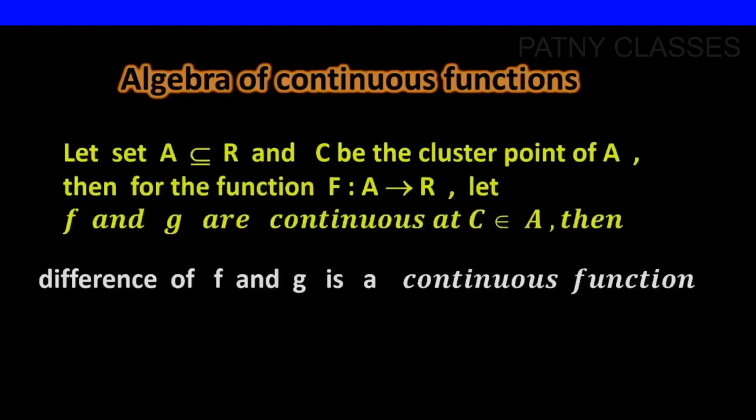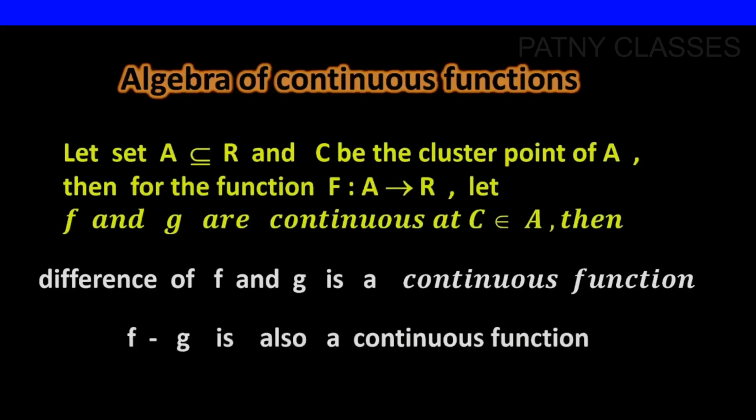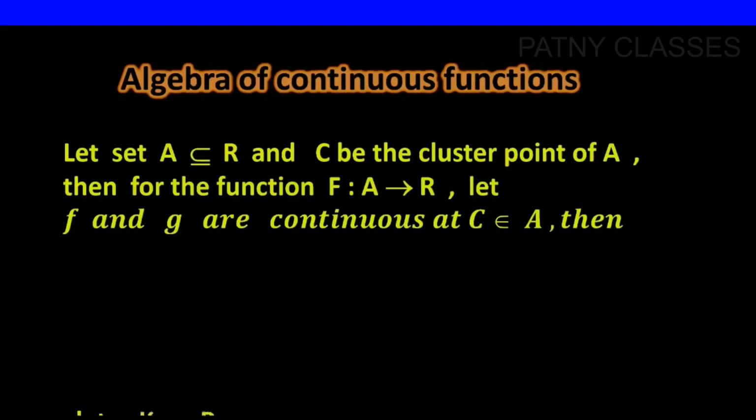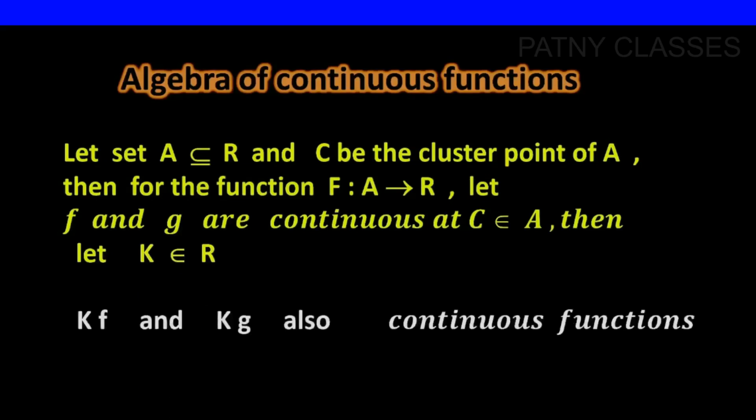Similarly, the difference of f and g is also a continuous function, that is f minus g is also a continuous function. Let k belong to R, then kf and kg are also continuous functions. That means f and g are continuous, and if you multiply them by a suitable number, then the resulting functions are also continuous at C belongs to A.